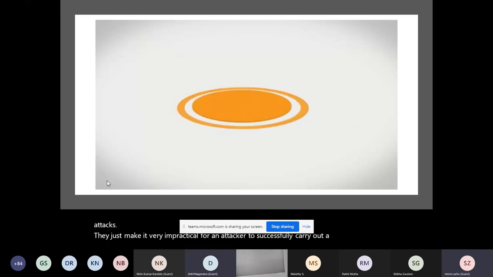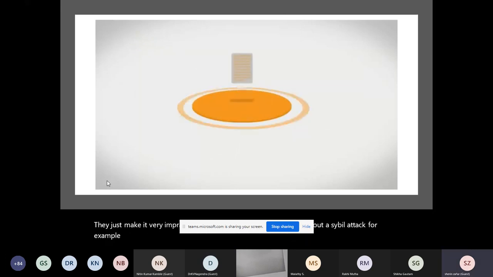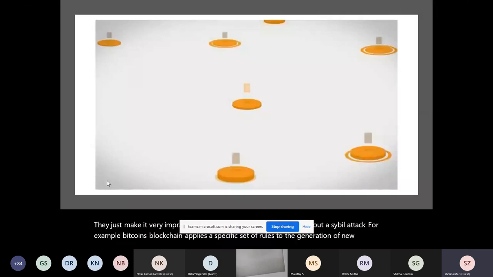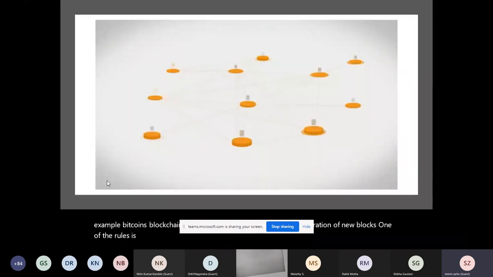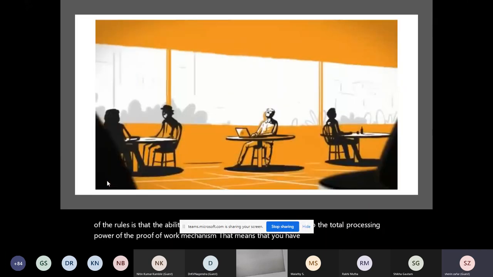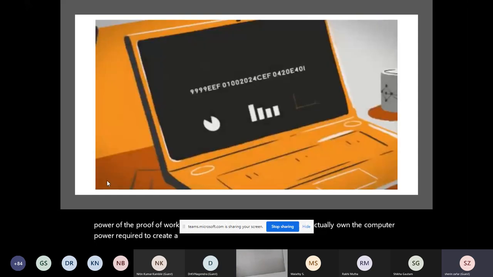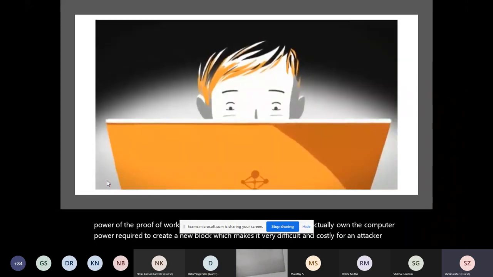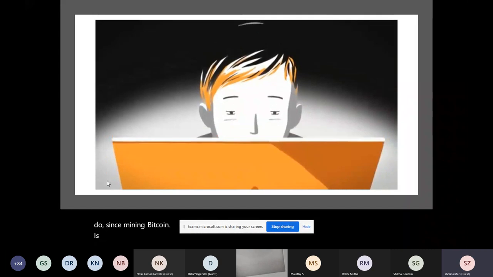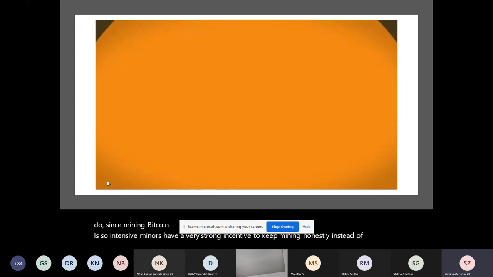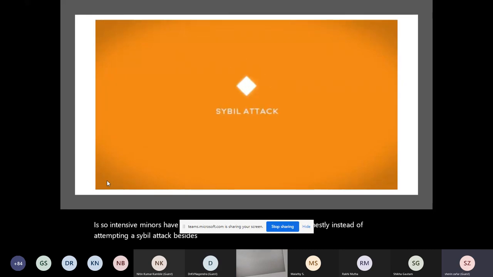For example, Bitcoin's blockchain applies a specific set of rules to the generation of new blocks. One of the rules is that the ability to create a block must be proportional to the total processing power of the proof-of-work mechanism. That means that you have to actually own the computing power required to create a new block, which makes it very difficult and costly for an attacker to do. Since mining Bitcoin is so intensive, miners have a very strong incentive to keep mining honestly instead of attempting a Sybil attack. Besides Sybil attacks, there are a few other common types of attacks.